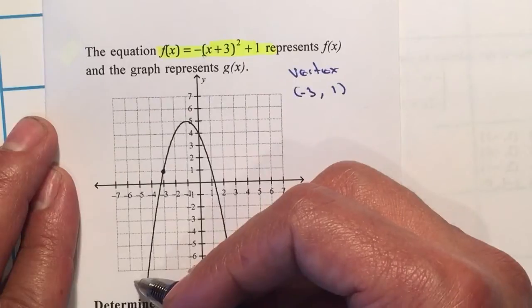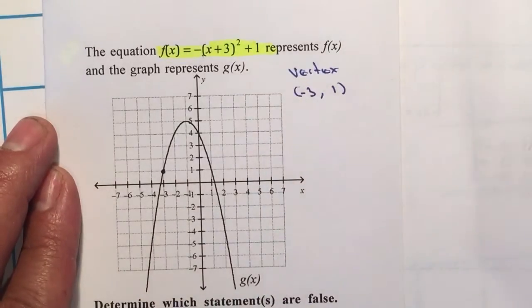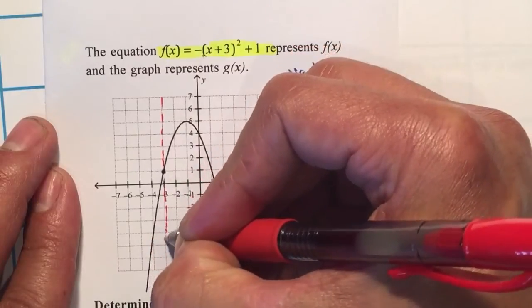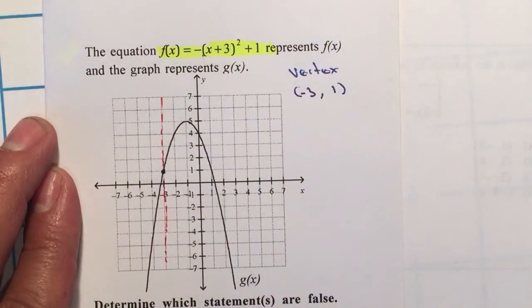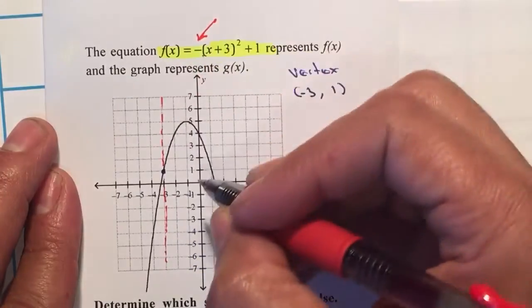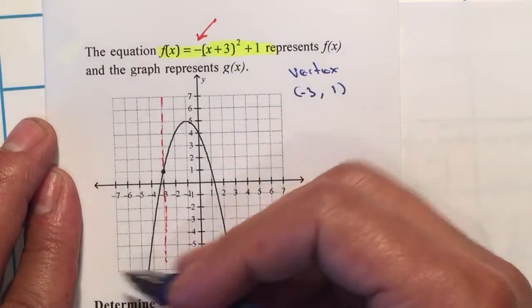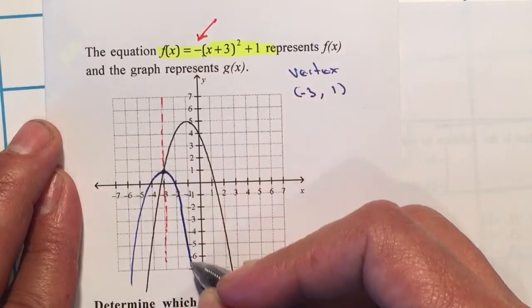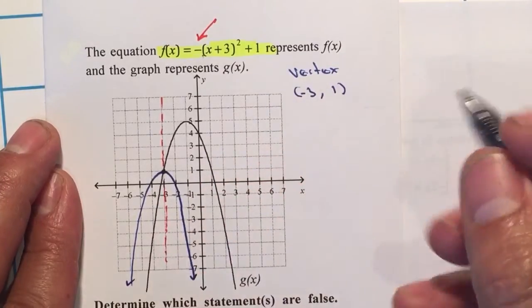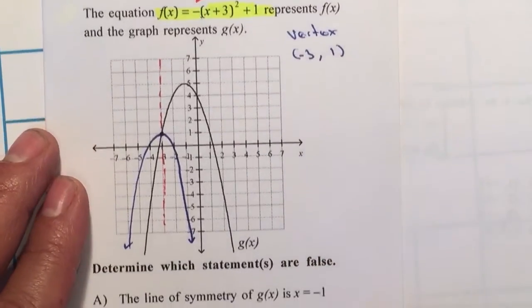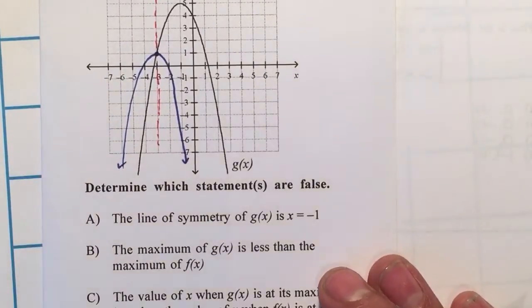In this case, I'm just going to make a quick sketch. I can draw the line of symmetry. And if I need to, I can plug in different values for x and get a more exact graph. But for now, we're doing a quick sketch. And since this is negative, that means my parabola will be facing down. And now it says, determine which statements are false. So let's go through the statements and determine which ones are false.